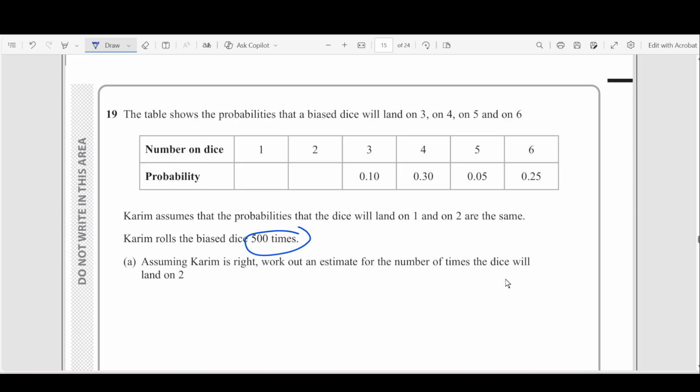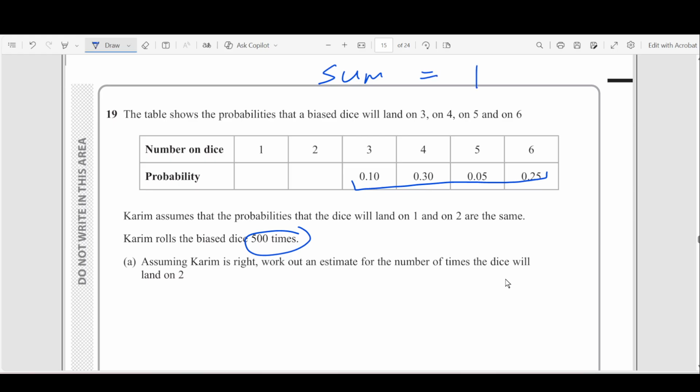Assuming Karim is right, work out the estimate. Okay, so first of all we need to add all of them, and we always know that the sum of all the probabilities is always 1. So remember this, the sum of all probability is always 1.